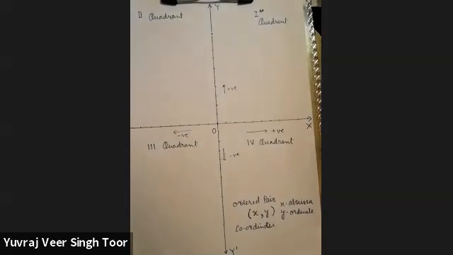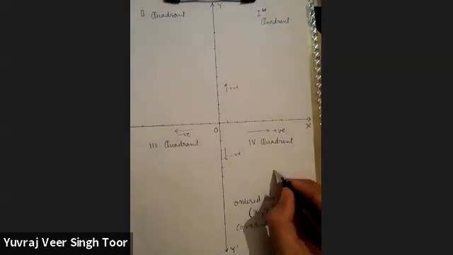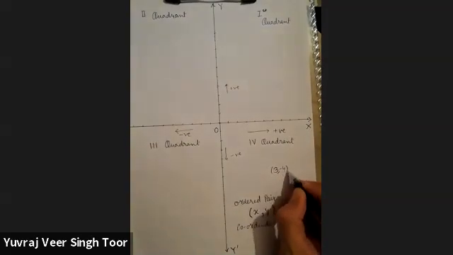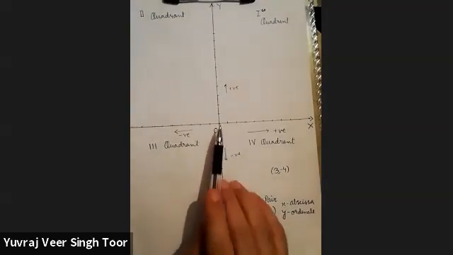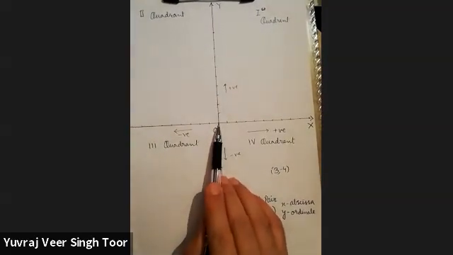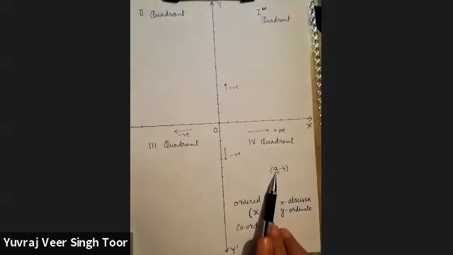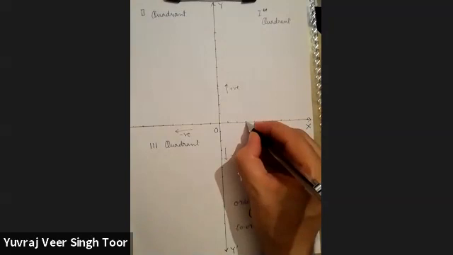Now let's take an example of a coordinate. Let us say we have to plot (3, -4). Now since it is an ordered pair, first is the abscissa. So how do you start? You always have to start from the origin. Look at the abscissa, it is positive, which means you have to move horizontally 3 steps. 1, 2, 3. You have to stop here.